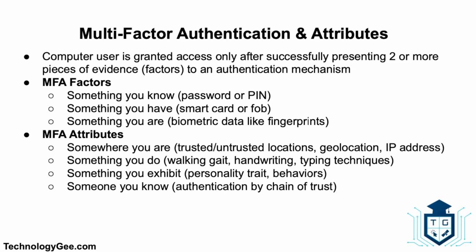Then we have attributes of multi-factor authentication, such as the following. This will be somewhere that you are, such as a trusted or untrusted location, your geolocation, or your IP address. This could be something that you do, such as your walking gait, your handwriting style, or your typing technique. This could be something that you exhibit, such as a personality trait or behavior. And this could be someone that you know, such as authentication by a chain of trust.